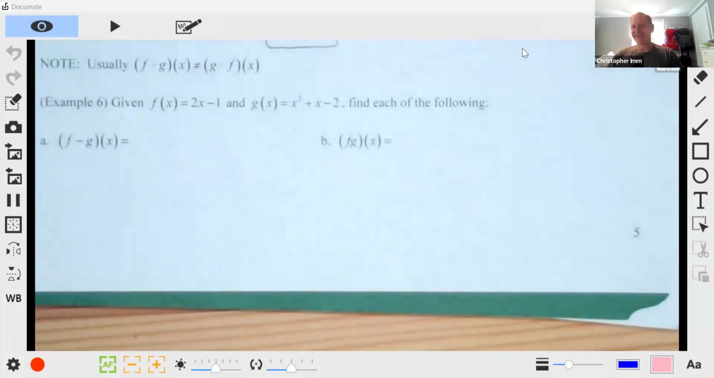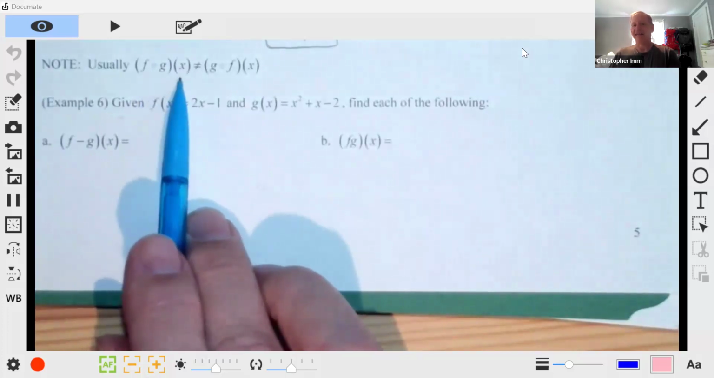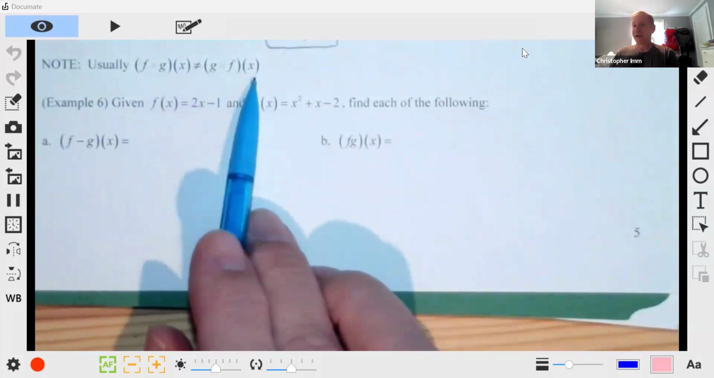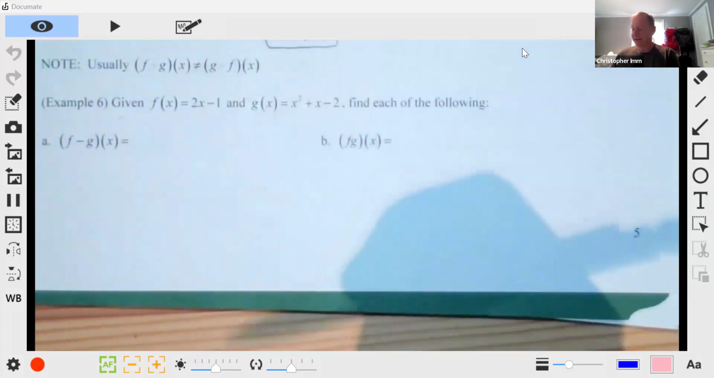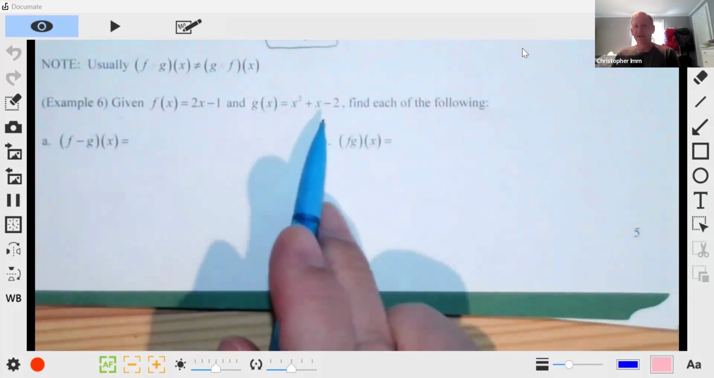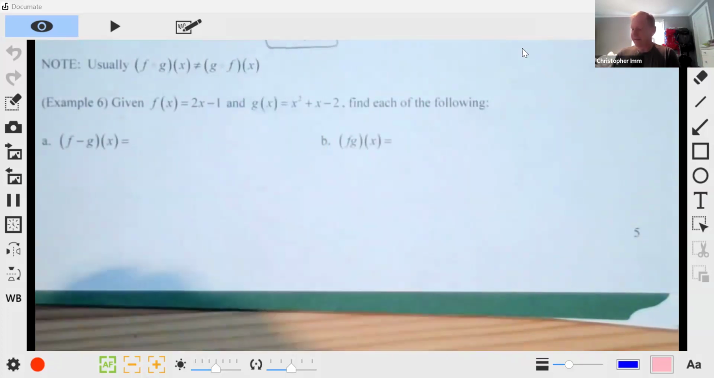Finally, at the end of this section, I have a reminder and then 2 practice problems that you can work with. So usually, f of g of x is not equal to g of f of x. When it is, we have a special function, and we'll see that in our next section. So I have 2 more for you to take a look at. I'm going to do these quickly, see if you can get the same thing.